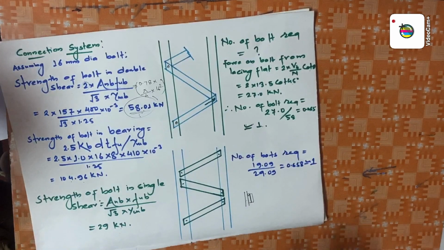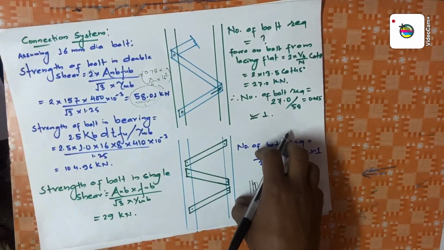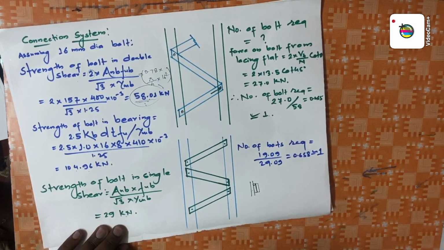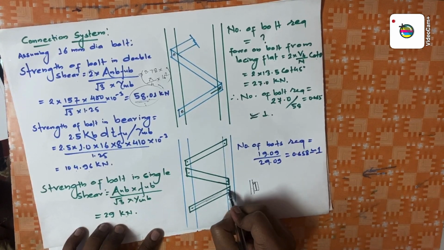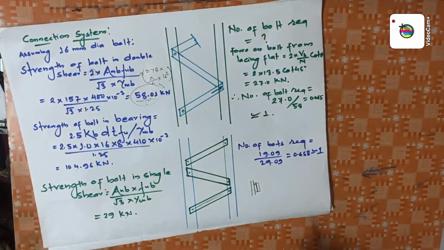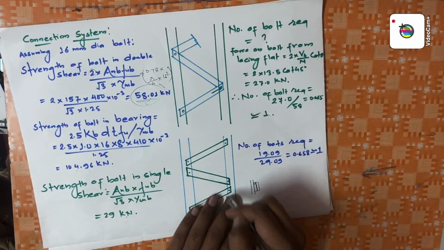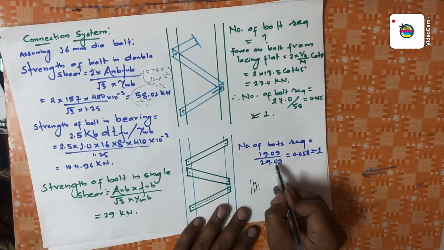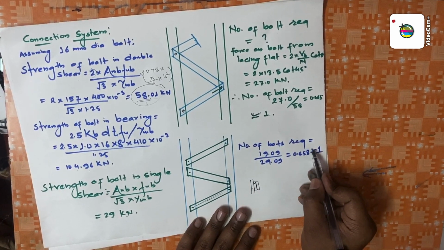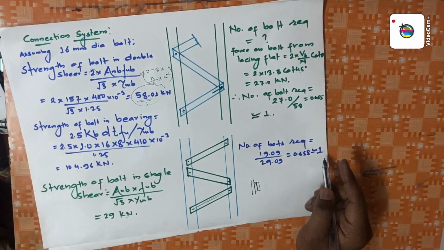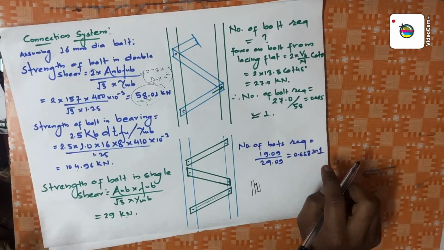Okay. So if you calculate in single shear, you have already calculated strength of bolt in single shear, that is 29 kilonewton, and you have already calculated compressive force in lacing bar, that is 9.09 kilonewton. So the force in this lacing bar divided by strength of bolt will give you number of bolts. Even in this case we will get one bolt, 9.09 divided by 29.01, that is 0.658, which is approximately 1. At least you have to take 1, because there won't be a bolt in a fraction. So 1, 2 or 3 or 4, whatever. So we will get the value as 1.